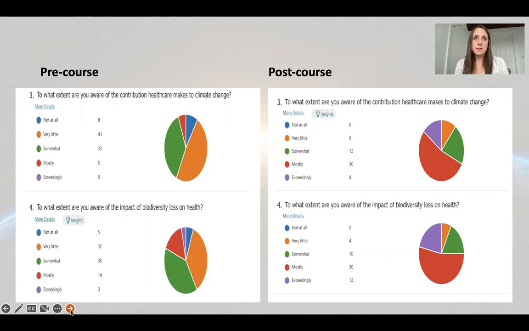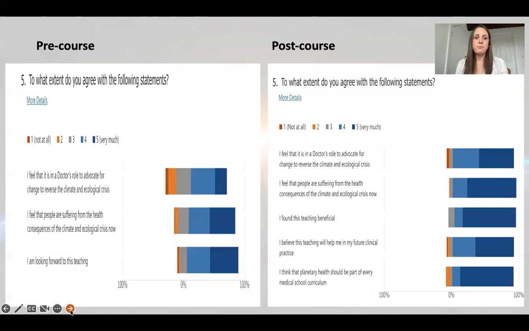Our results suggest a lack of prior knowledge on the contribution of healthcare to climate change. When asked to what extent are you aware of the contribution healthcare makes to climate change, prior to the course, 48% had very little awareness and only 6% were mostly aware. Following the course, there was a 62% increase in students rating this question mostly or exceedingly aware. And there were similar increases in the awareness of the impact of biodiversity loss on health.